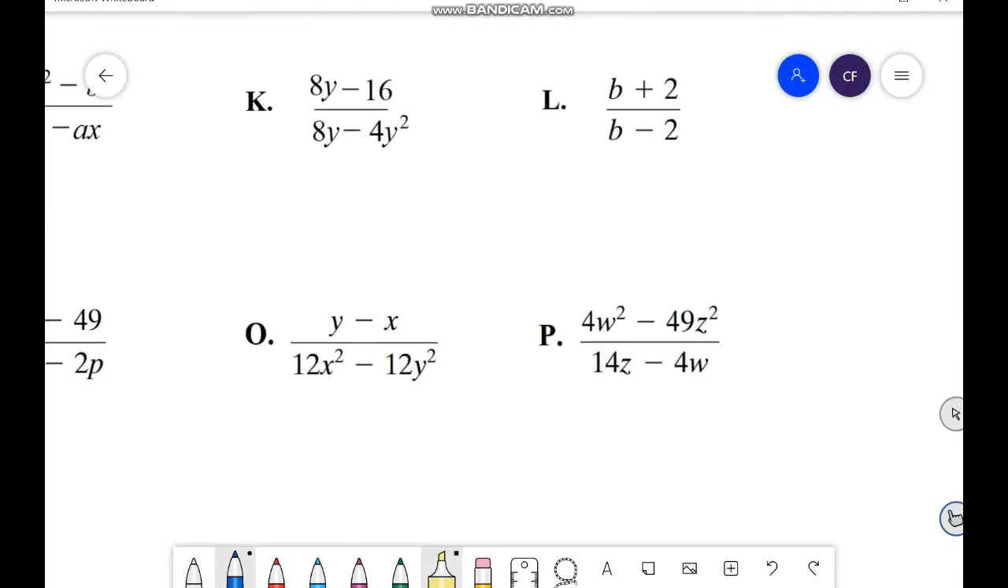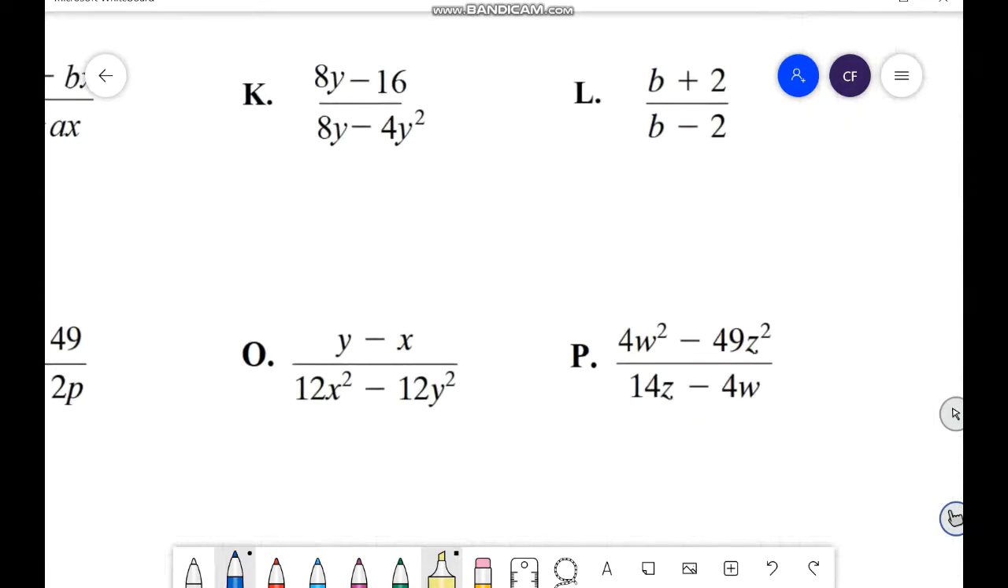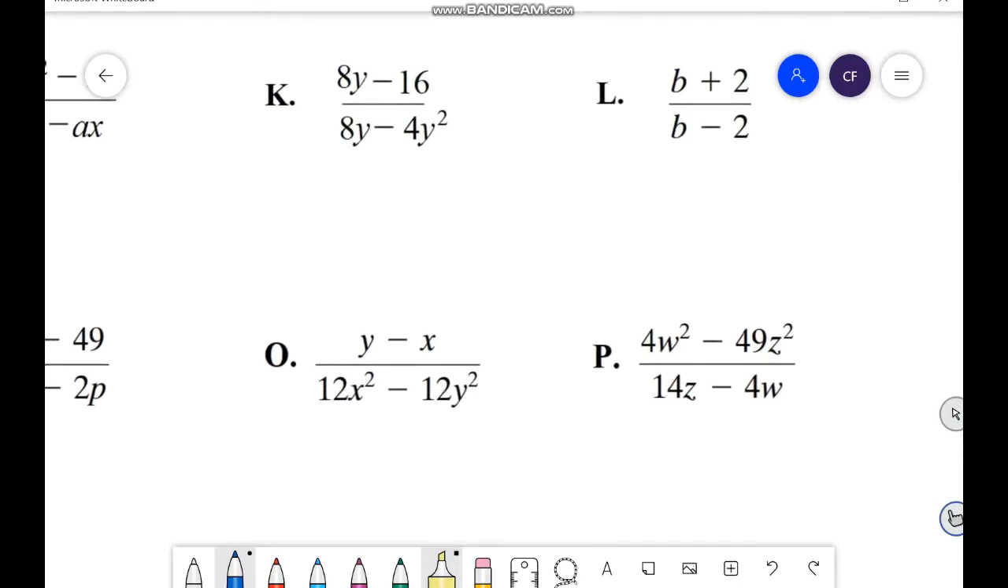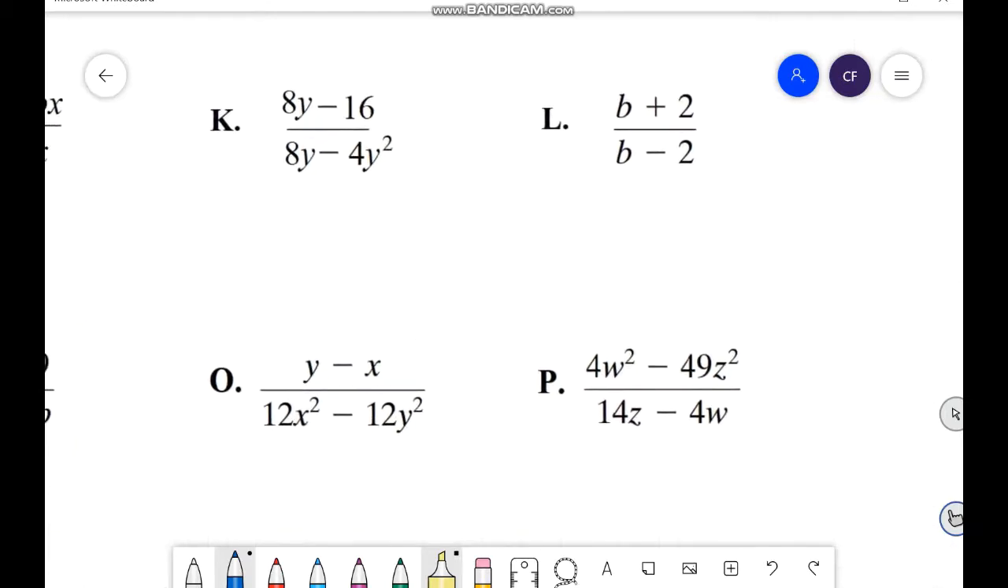On letter K, check if you can factor out anything on the numerator and on the denominator. On the numerator, I think we can factor out 8, and then it's going to be y minus 2. On the denominator, I think we can factor out 4, and the variable we have y and y squared, so we can factor out 4y. 2 minus y. Okay?